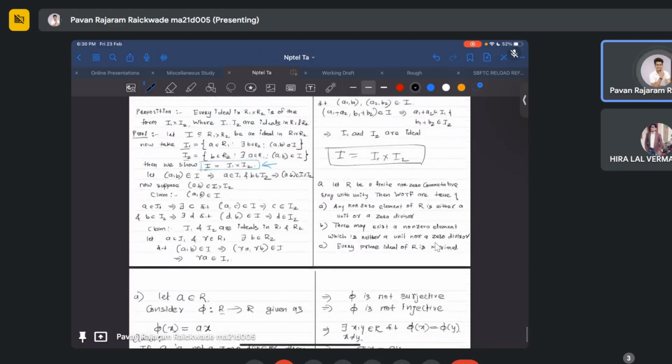So part A is done. What about B? There may exist a non-zero element which is neither a unit nor a zero divisor. We have just proved that this is not possible.